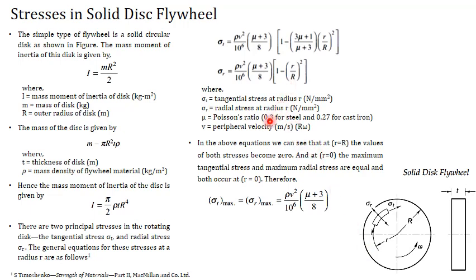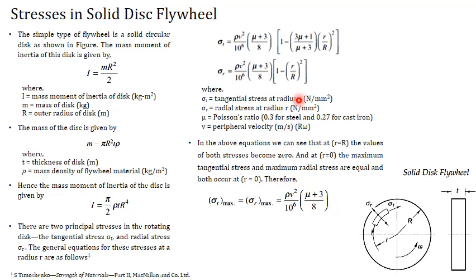Also, as the flywheel is made of cast iron or steel, the Poisson's ratio for steel and cast iron are 0.3 and 0.25 respectively. The peripheral velocity is measured in meter per second, and it can be computed as r into omega, where omega is the angular velocity of the flywheel.